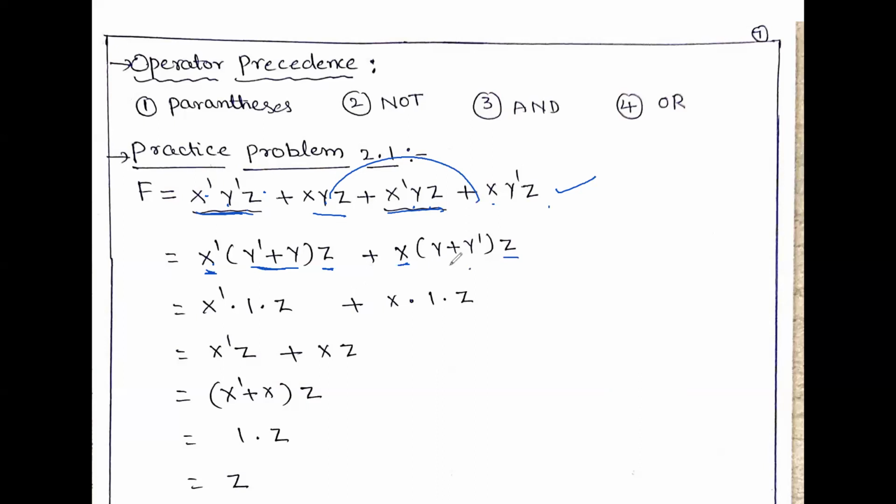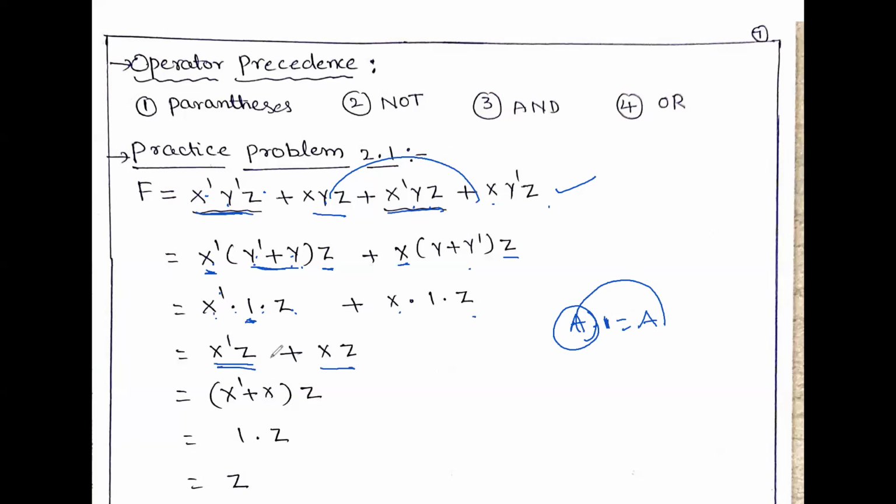Y plus y dash. What is the value of y dash plus y? Its value is 1. Already we have seen in the previous theorems, y dash plus y equal to 1 only. This is the complement law. X dash into 1 into z. What is the multiplicative identity? A dot 1 equal to A only. That means whenever we multiply any value with 1, the same number itself is obtained as output. Here we are multiplying x dash z with 1, so it gives x dash z.